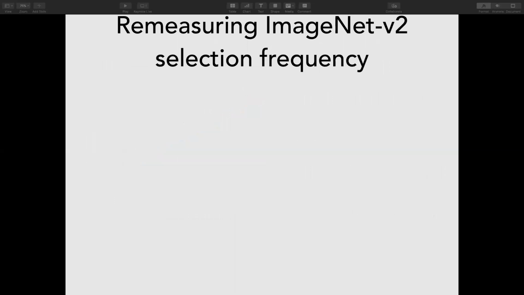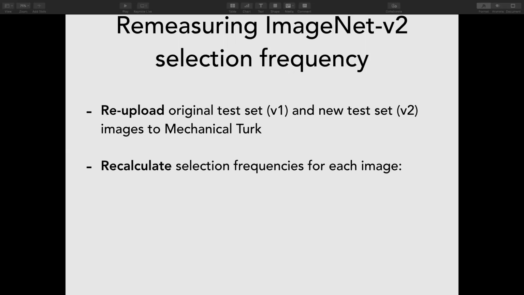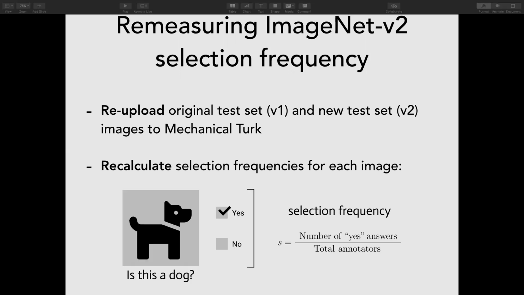Okay, so now is the part when I finally start talking about experiments that we did. The first experiment that we did is simply remeasuring ImageNet-v2 selection frequencies. What this means is that we took the original test set and the new test set generated by Recht et al., and we just uploaded the images again to Mechanical Turk and asked workers the same selection frequency experiment. So we show workers the images, we ask them whether or not the image corresponds to the label, and we calculate the selection frequency as the rate at which workers accept the image as corresponding to the candidate label.